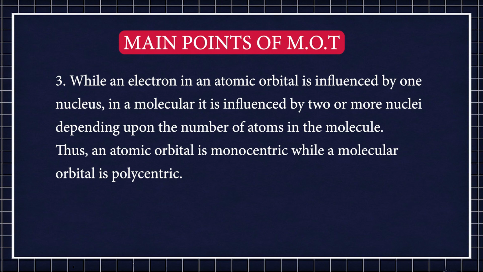Dear children, third, while an electron in an atomic orbital is influenced by one nucleus, in a molecular orbital it is influenced by two or more nuclei depending upon the number of atoms in the molecule. Thus, an atomic orbital is monocentric while a molecular orbital is polycentric.